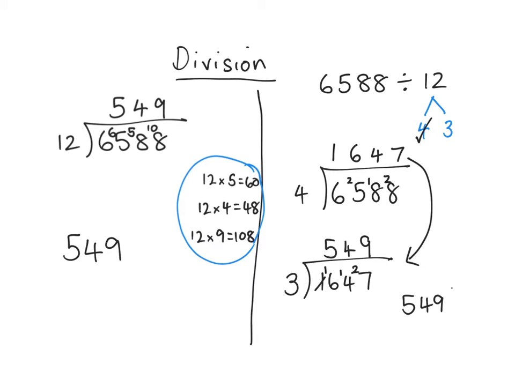And notice we get the same answer with either method. Now, you might be good at your 12 times table. You might not need that second method for this one. Let me give you another example.